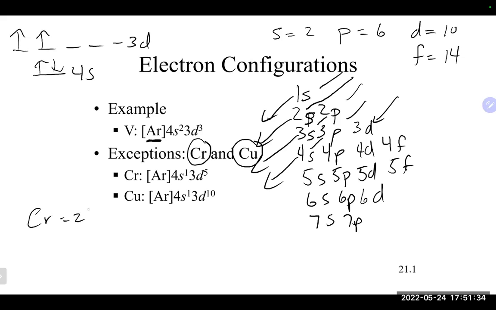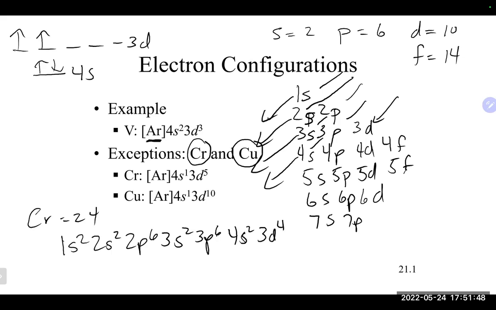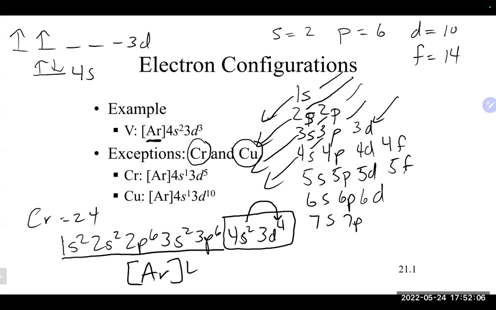Chromium, which is 24, if you follow the zigzag, you would end up with 1s2, 2s2, 2p6, 3s2, 3p6, 4s2, and 3d4. The exception for chromium and also copper is it's been found experimentally that there's an extra electron up there in the s. And by the way, again, this part right here, which is 18, is argon's configuration. And that's how we get to 4s1, 3d5. Basically it puts an unpaired electron into each of the 5 different d orbitals, all parallel spin, which is pretty stable.